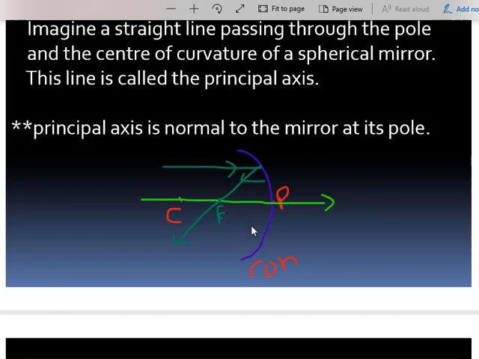Now there are certain rules based on this. We'll talk about those rules in the coming classes. So here, focus is the middle point between the center of curvature and the pole. Now this length between the focus and the pole is known as the focal length. Okay, f, small f.